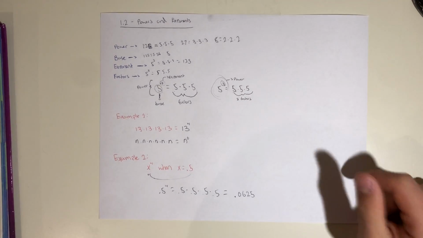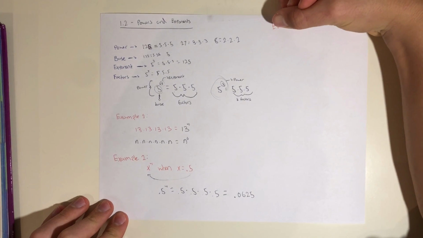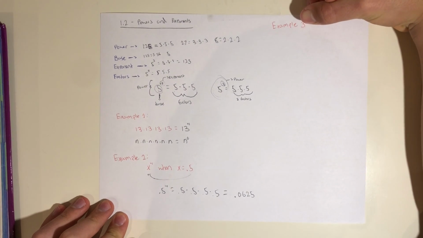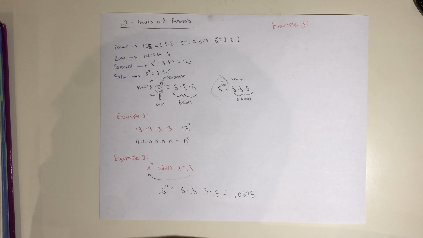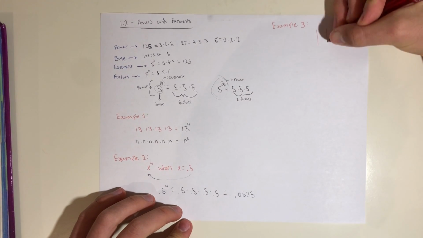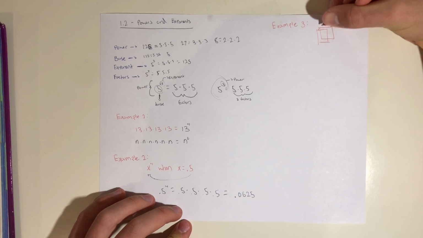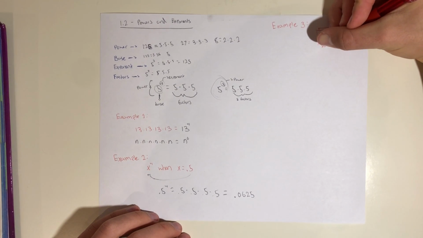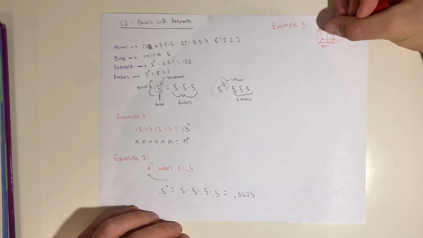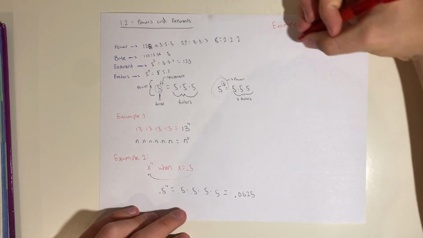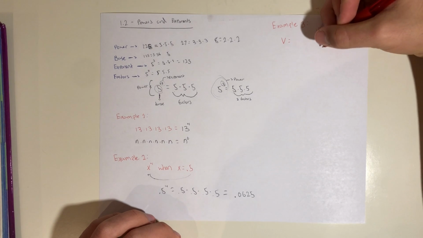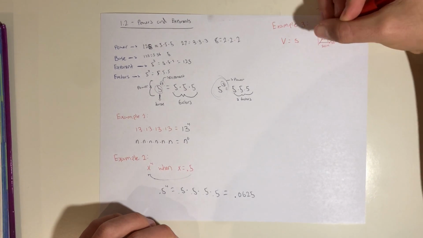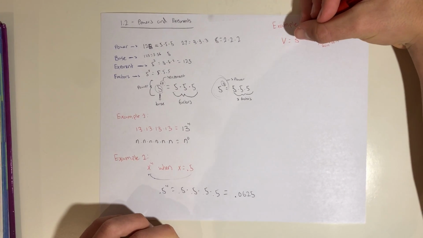Example 3 is just using powers in formulas. So if we have a block of ice, let's say we have a block. It's a cube, so each side is equal to 20 inches. We know the volume of a cube, since all sides of a cube are equal, is equal to the same side because it's the same variable. S is 20, so 20 cubed.